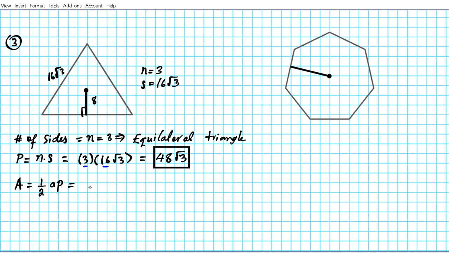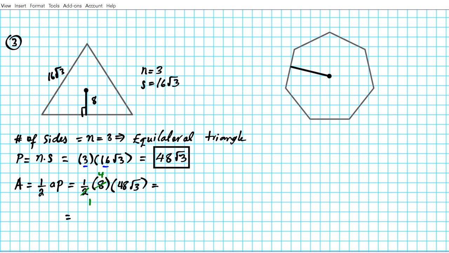Okay, so we're going to have 1/2 times the apothem, which is 8, and then times the perimeter, which we just found, is 48√3. Let's simplify this so it's easy to multiply. 2 goes into 8 four times. And then what we're going to do is multiply 4 by 48√3.